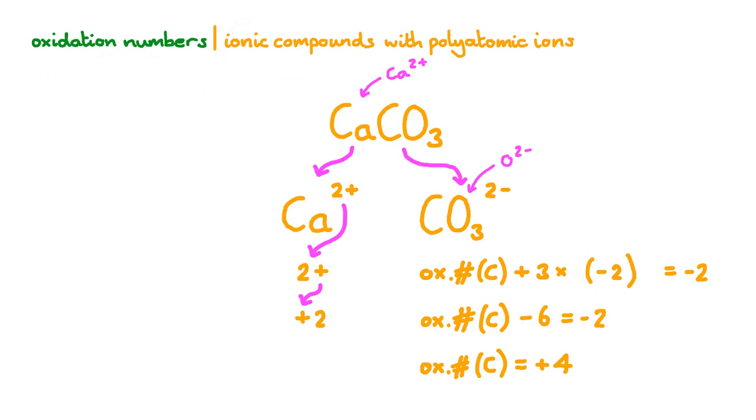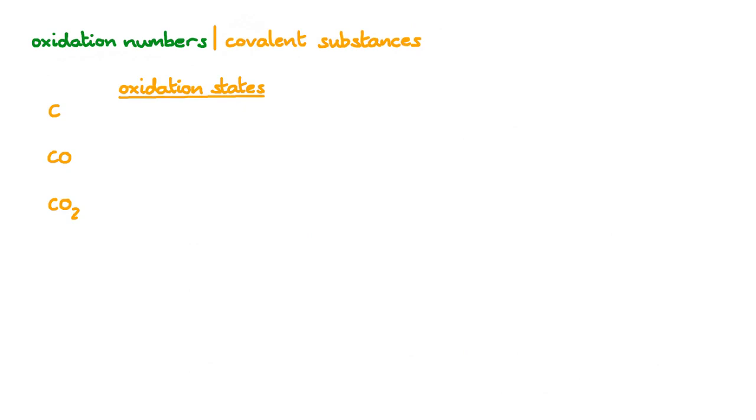Now that's all the easy categories for assigning oxidation numbers. Let's move on to the hard one. That's covalent substances like carbon, carbon monoxide and carbon dioxide. For pure carbon, the oxidation state is set at 0. But we have to figure out the oxidation numbers for carbon in carbon monoxide and carbon dioxide.